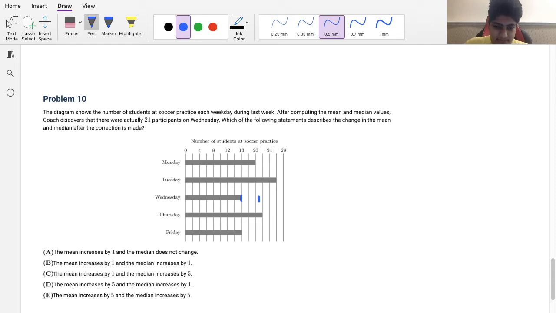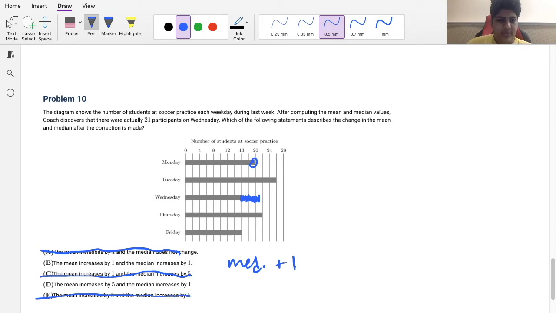And you can see here that this does affect the median. Before, the median is equal to 20. But then, this Wednesday surpasses 20, as it becomes 21. So thus, we know that the median increases by 1. So, no, it's not A. We know that it is not C. And we know that it is not E. So now, all we have to do is find the change in mean.